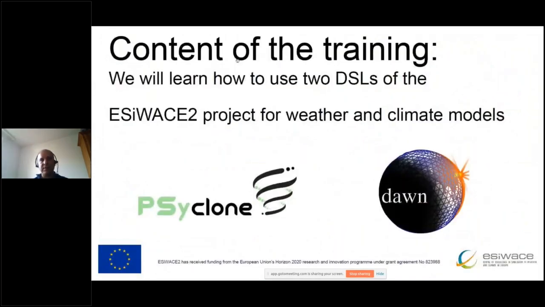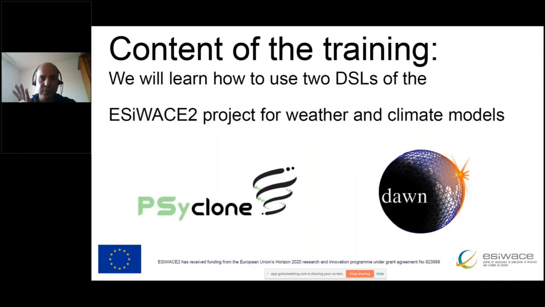Right now, what is the content of the training? It is DSLs. We hope that's what you were expecting. We will go through what a DSL is and all the types of DSLs. It's not that there is only 1 or 2, there are several DSLs, but within the ESiWACE project we are developing mainly 2, supporting different models, because we are not focusing on a single model. We have 2 completely different technologies. One is Cyclone, and the other one is Dusk and Dawn. So you will hear about those.